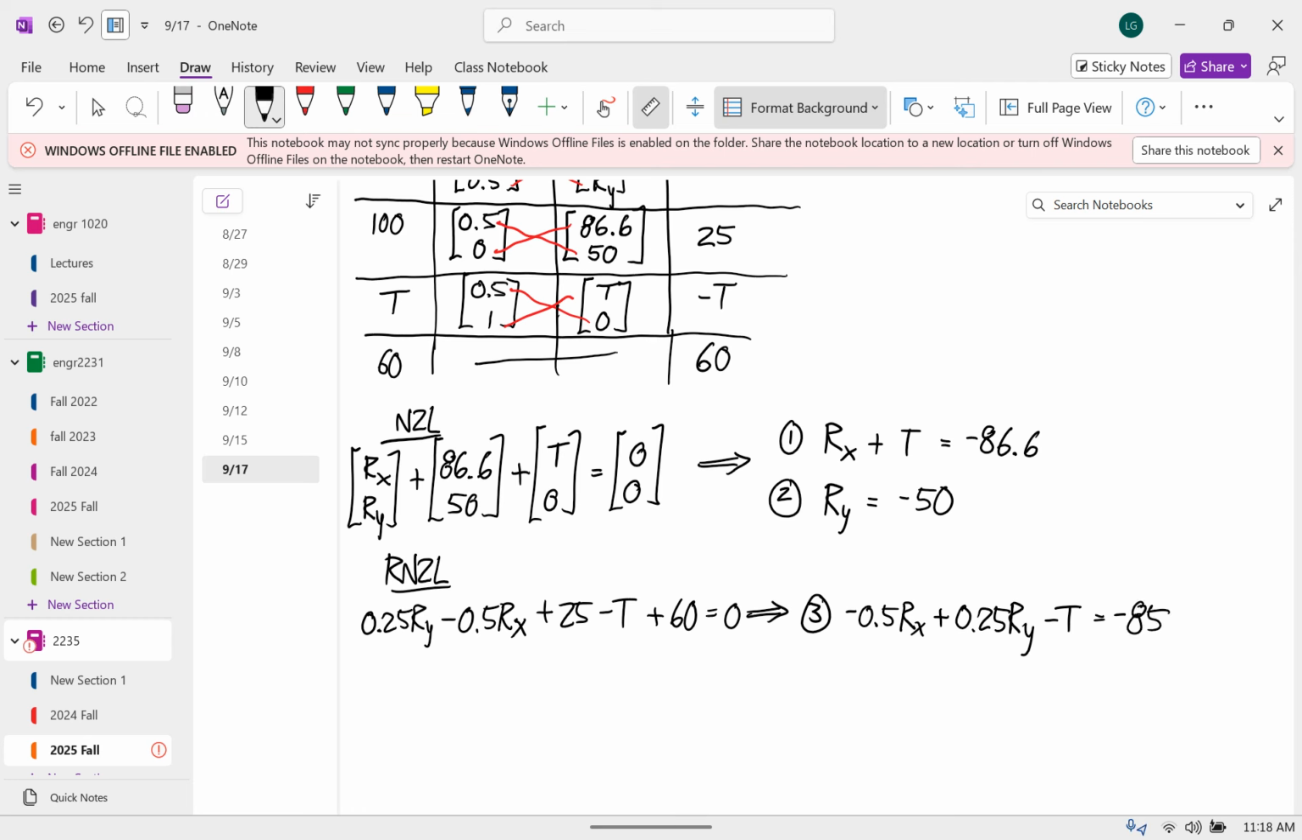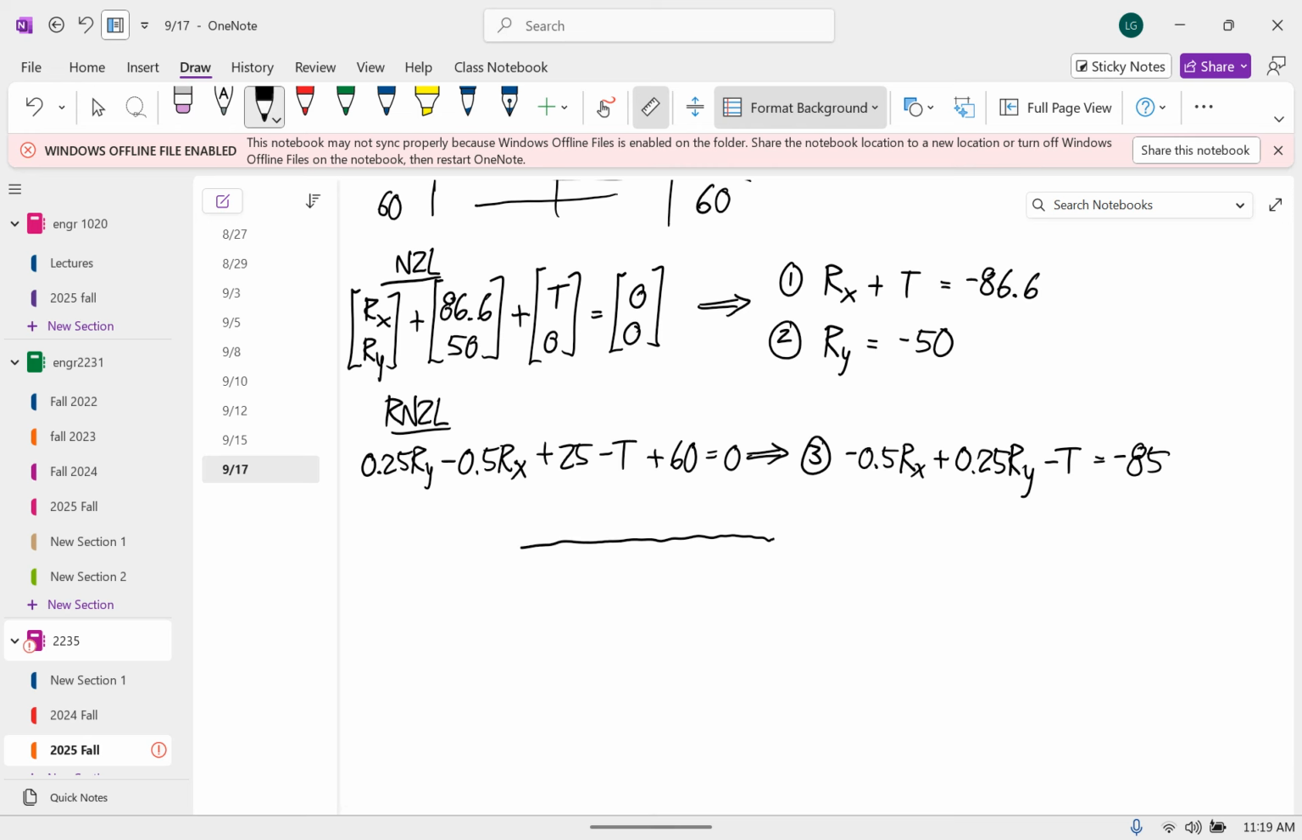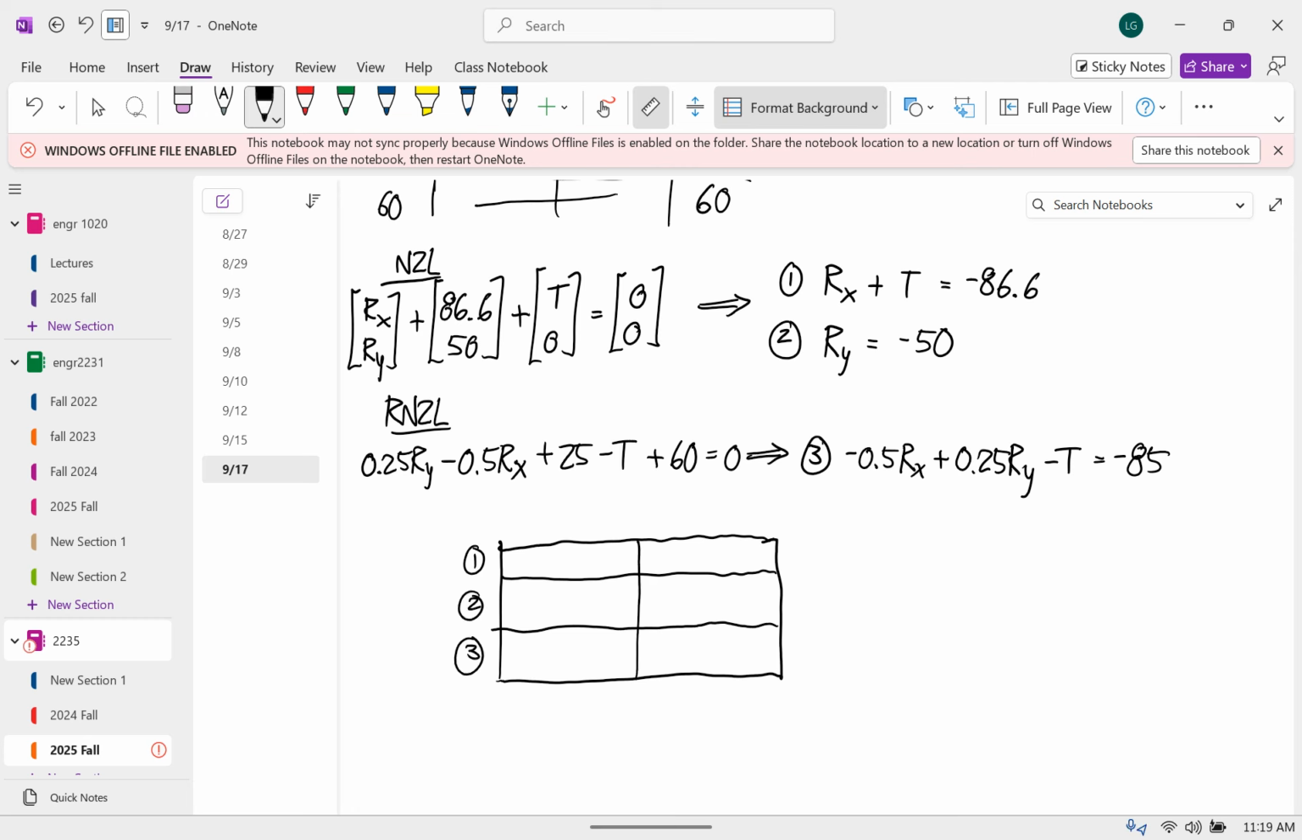And that wouldn't be too hard to solve by hand, by substitution, but let's put it into an augmented matrix and use reduced row echelon form. It's 3 variables, 3 unknowns, so there's going to be 3 rows: 1, 2, 3. And then the variables are Rx, Ry, T, and then the constants.